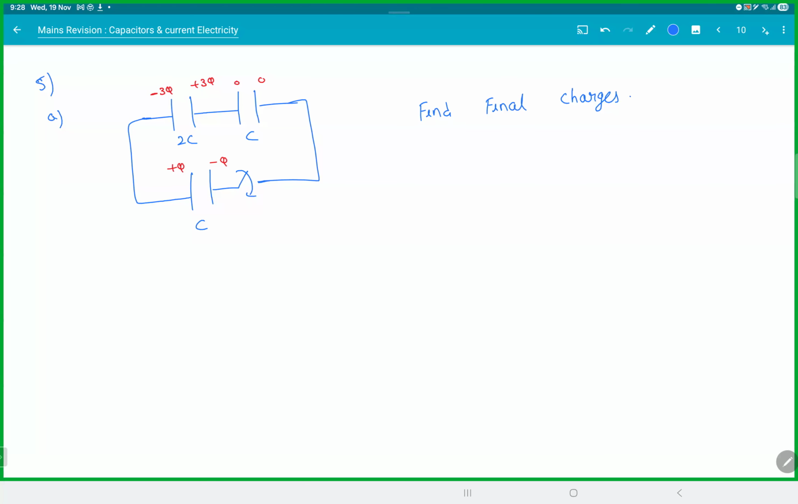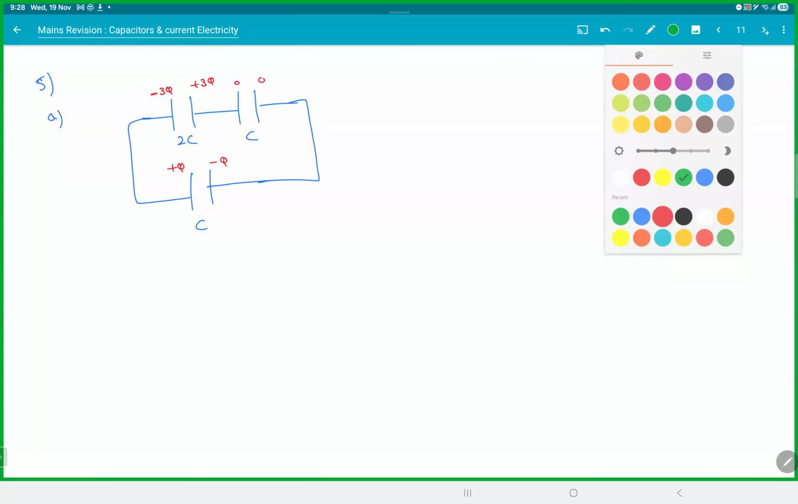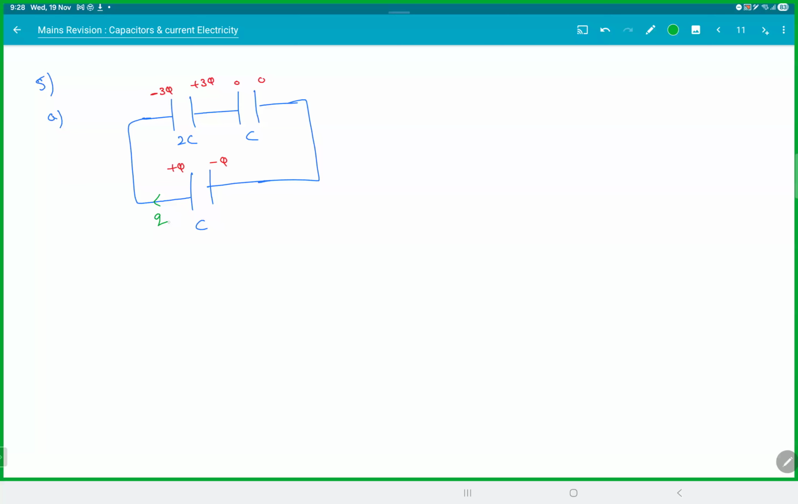How to do these kind of questions. Assume charge Q is going from any one capacitor. It doesn't matter, you can start from any one. So I will assume charge Q is going from here. If the charge Q goes from here, then this one will become Q minus 3Q.